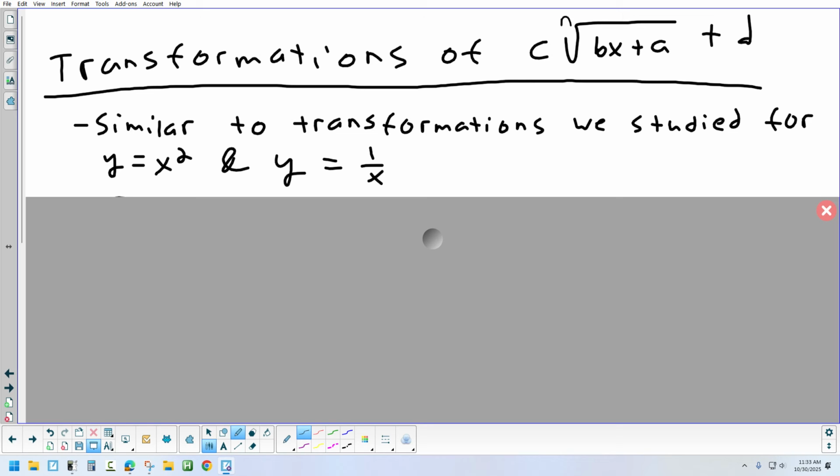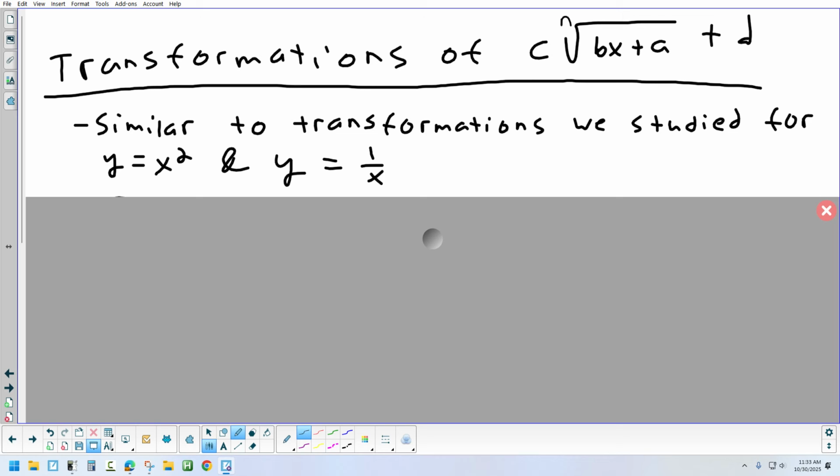How about C? What's that going to do? A vertical stretch. If C is, say, 7, it's a vertical stretch by 7. If C is a half, it's a vertical stretch by a half. It actually compresses. So C is not backwards. And what about D? Vertical shift. Positive is up, negative is down.